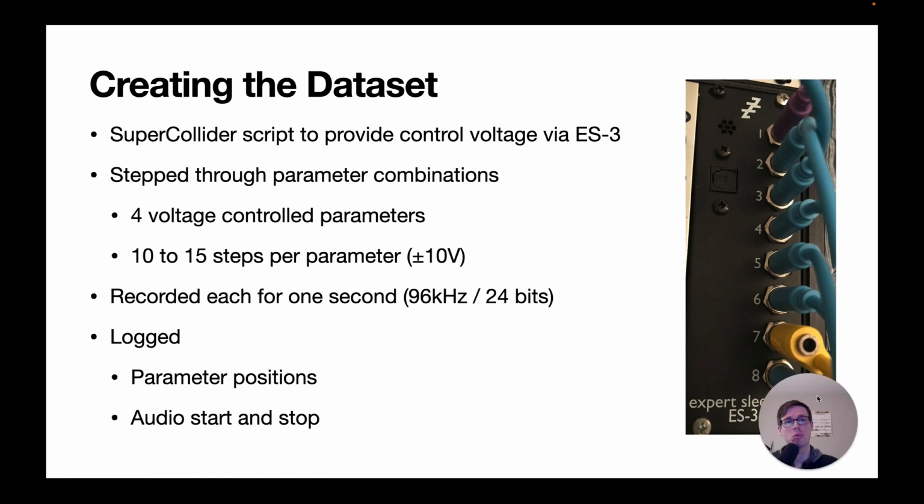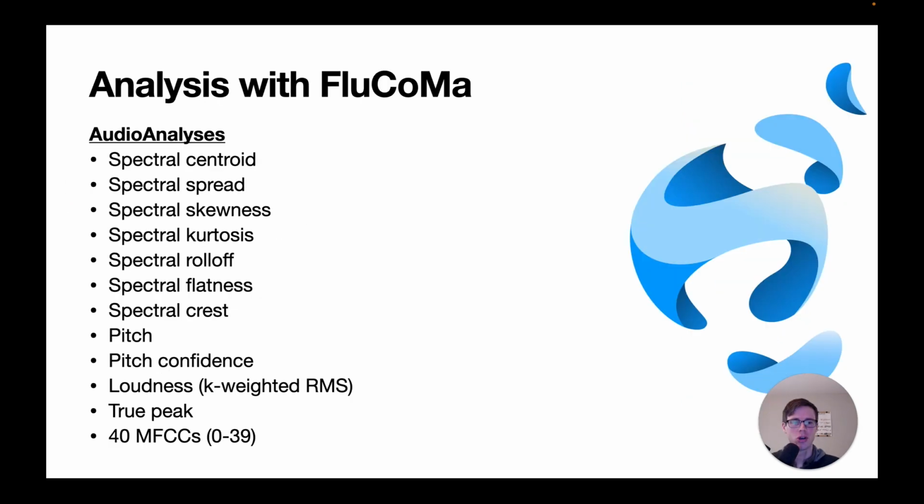And of course, as we were recording all this audio, we were also logging the parameter positions, so what the actual 4 control voltage signals were set to, and also the audio start and stop positions, so later we could pair back which control parameters created which 1 second of audio. In order to do the audio analysis, we used the FluCoMa toolkit, and we selected to do these audio analyses: many spectral descriptors, pitch confidence, some loudness descriptors, and then 40 MFCC values, which is a total of 51 different audio analyses, counting the 40 MFCCs.